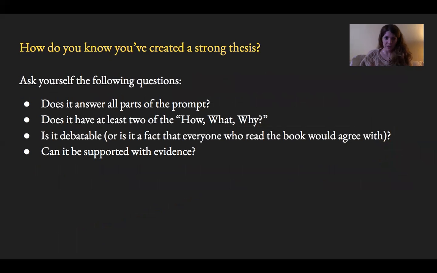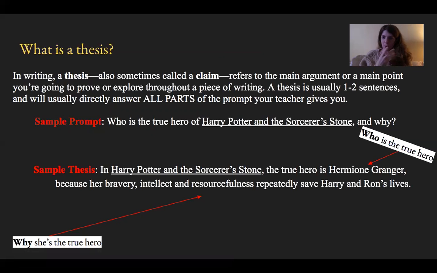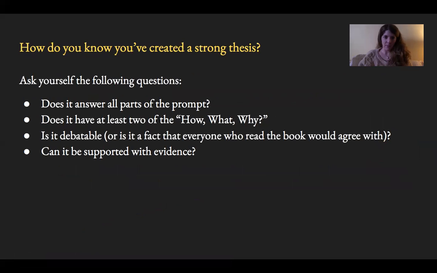And then the final criteria we're looking for is, can it be supported with evidence? So this person says that Hermione's bravery, intellect, and resourcefulness are what make her hero. You'd be thinking to yourself, are there moments from the book or from the movie series that would help me back up these claims? And I can think, yes, yes, yes. I can clearly know there are moments in the text in which her bravery, her intelligence, and her resourcefulness are on display. So this thesis really meets all of my criteria of what makes a strong thesis statement.